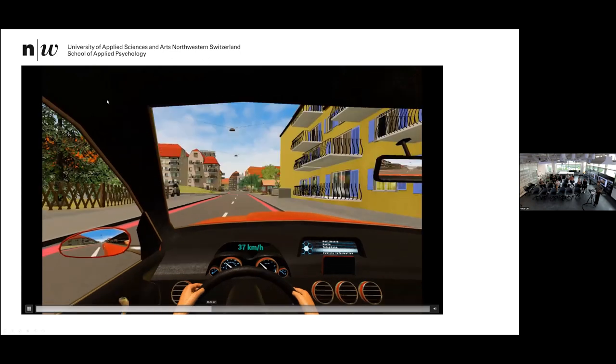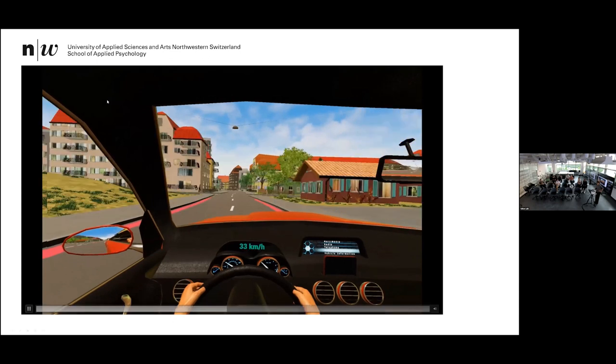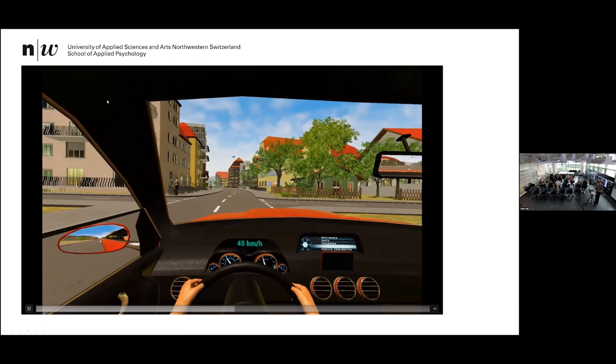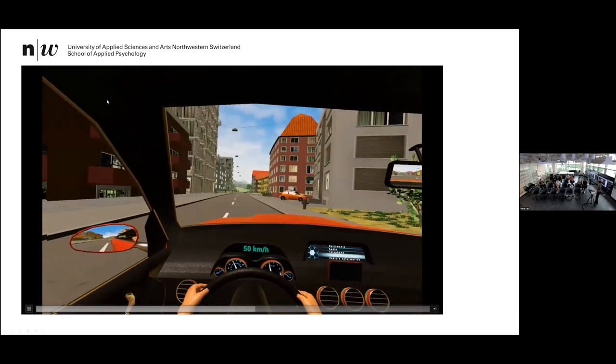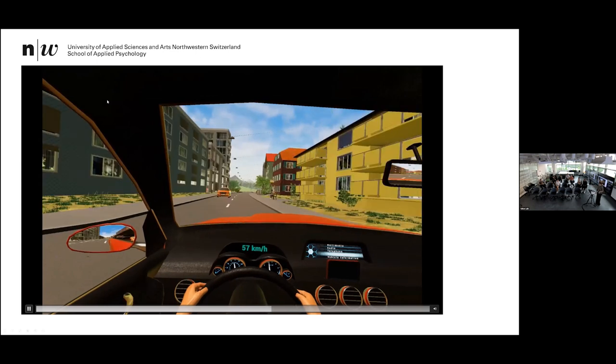Treatment ends, and here comes the virtual situation again, where it's a 15 speed limit. And moving further on, we get out of town, and there the speed limit is 80 kilometers per hour. Again, here with the treatment of the broader side markings.